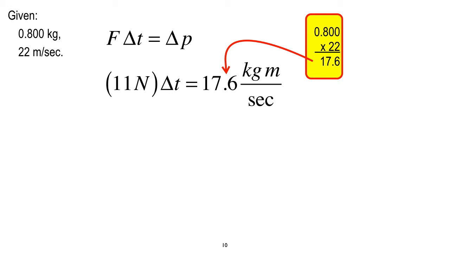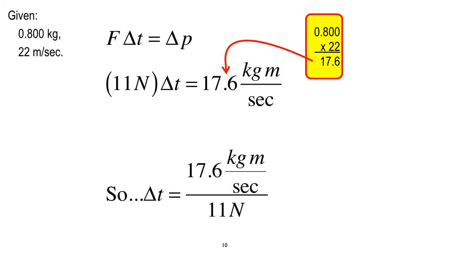And then your stopping force is 11 newtons. That's also in the problem. So to get delta T by itself, you then divide by 11. And so in this one, of the three quantities, F, delta T, and delta P, you have two. So you can get the third one, delta T. And in this case, it works out to 1.6. So if you want to quickly jot that down, you're good.